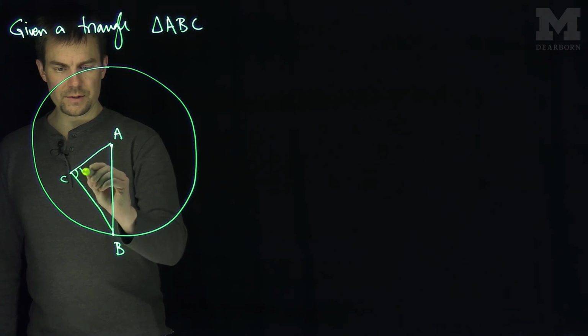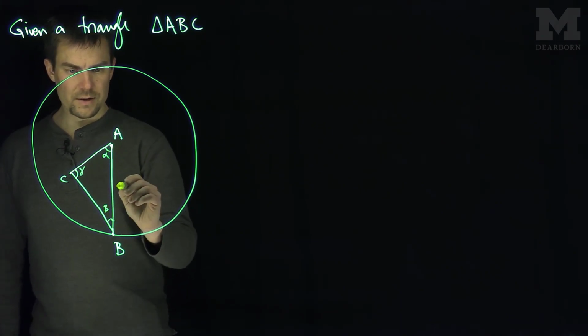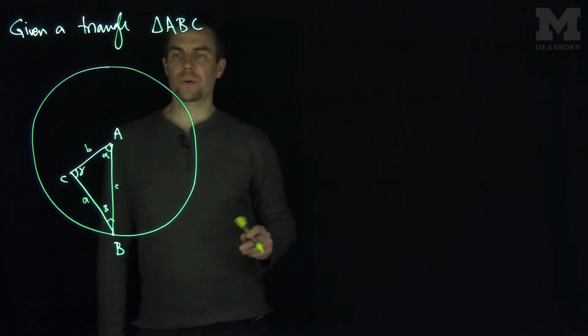So this angle over here is gamma, this angle over here is alpha, this angle over here is beta, this is the side length of c, this is the length of b, and this is the length of a. So there we have it.